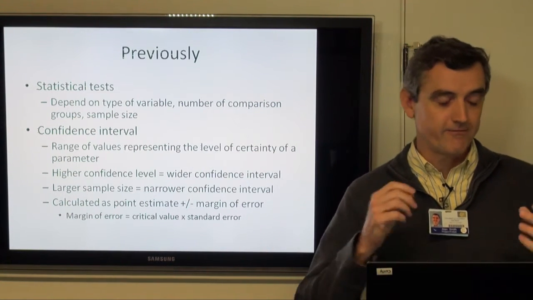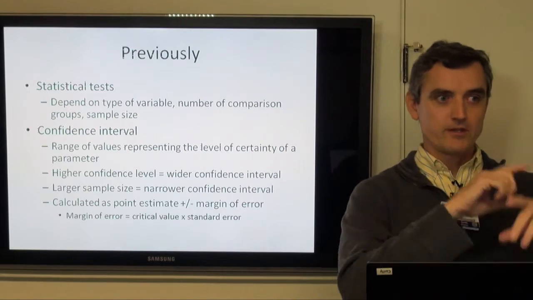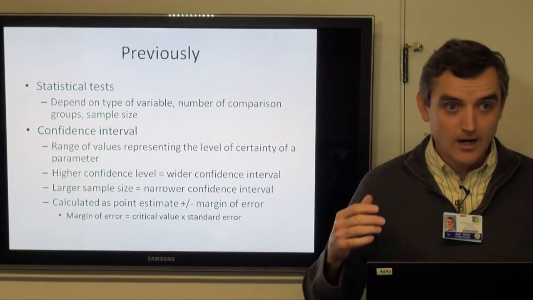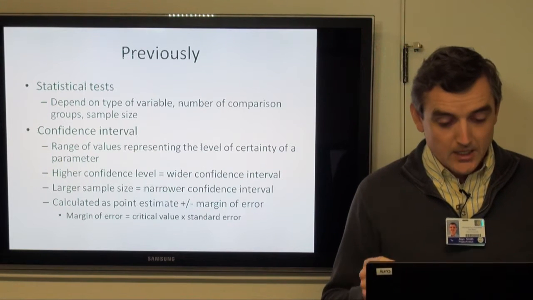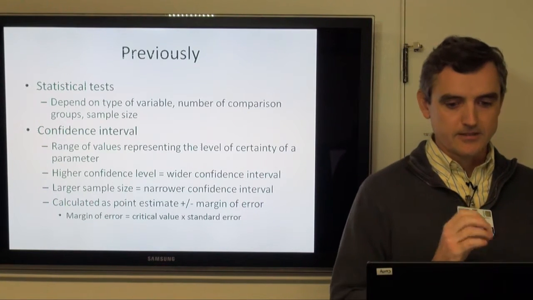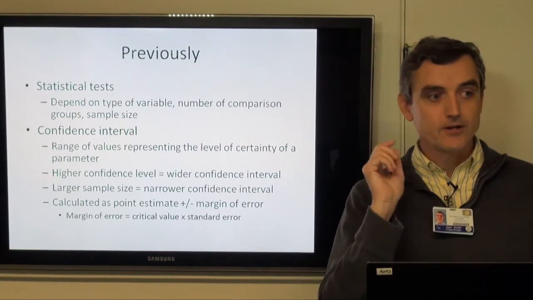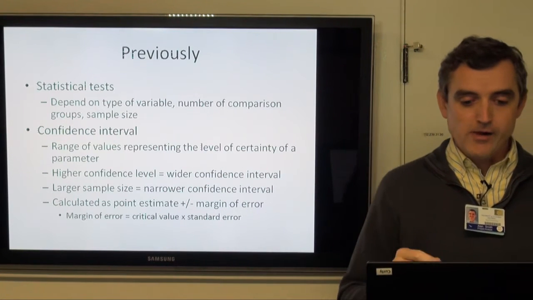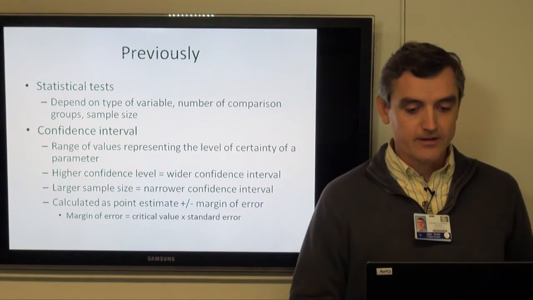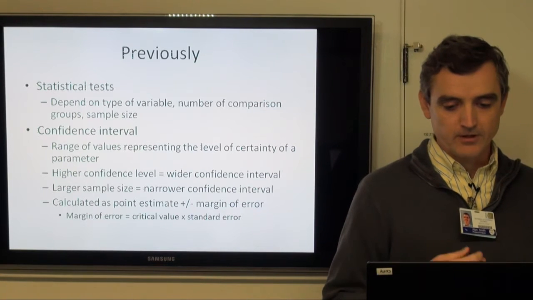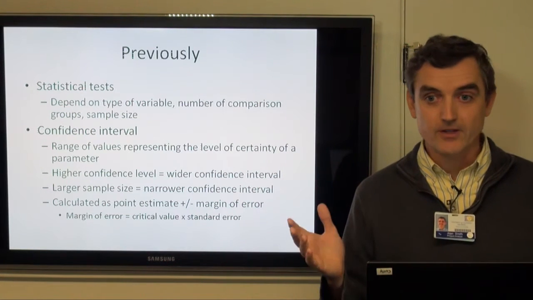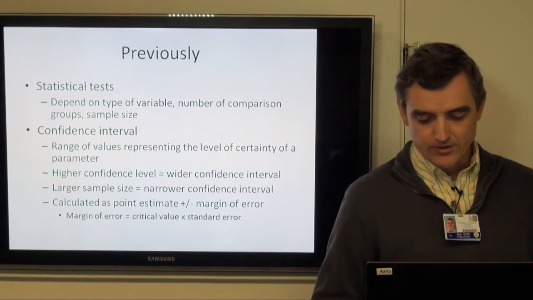So I'm 95% sure I can get within the triple ring of the dartboard, but I'm 99% sure I can get somewhere on the wall when I'm throwing a dart. It's been a while. With a larger sample size, that confidence interval is going to get smaller. So if I can throw 10 darts, I'm more likely to get pretty close to the bullseye than if I'm just throwing one dart. And that's just calculated as the point estimate for the parameter plus or minus some margin of error. And the margin of error is the critical value out of the normal distribution times the standard error.